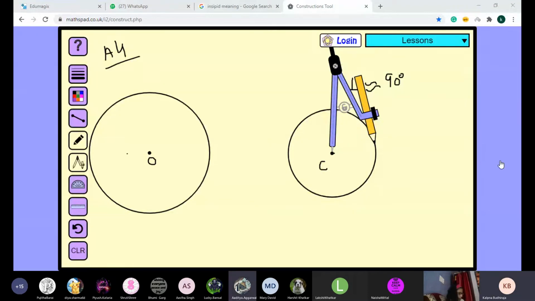Ma'am, what is the centimeter between the second one diagram? Beta, any radius you can take. If it is not given in the question, you can take any radius.